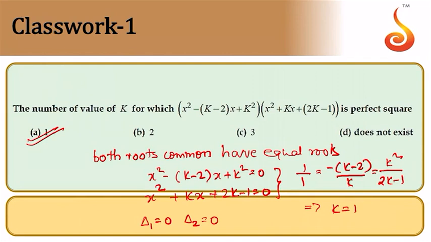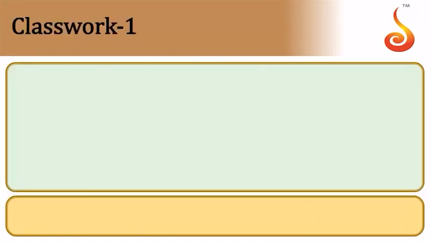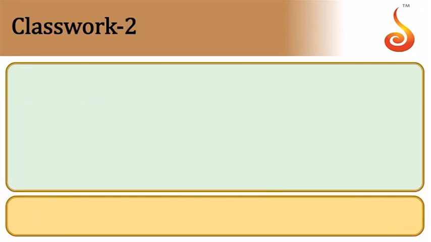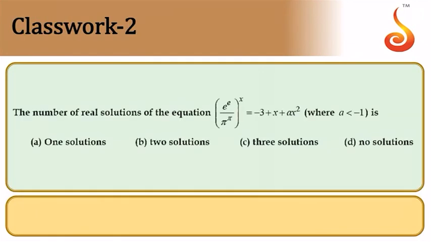Okay, I repeat once again. The number of values of k for which this is a perfect square. Both have equal roots and delta 1 is equal to delta 2. Then only perfect square is possible, otherwise perfect square is not possible. So comparing both the ratios, we get k equal to 1. So option A is correct.